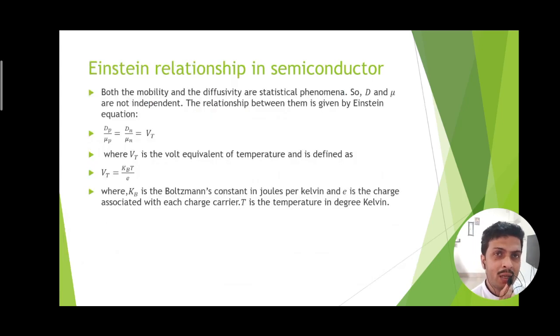Now here is an important relationship known as the Einstein relationship, which shows the dependency of the diffusion coefficient or diffusivity on the mobility. This relationship shows that the ratio of the diffusivity of hole and the mobility of hole is equal to the diffusivity of electron and mobility of electron, which is equal to the thermal equivalent voltage Vt, where Vt is given by the product of the Boltzmann constant and the absolute temperature divided by the electron charge.